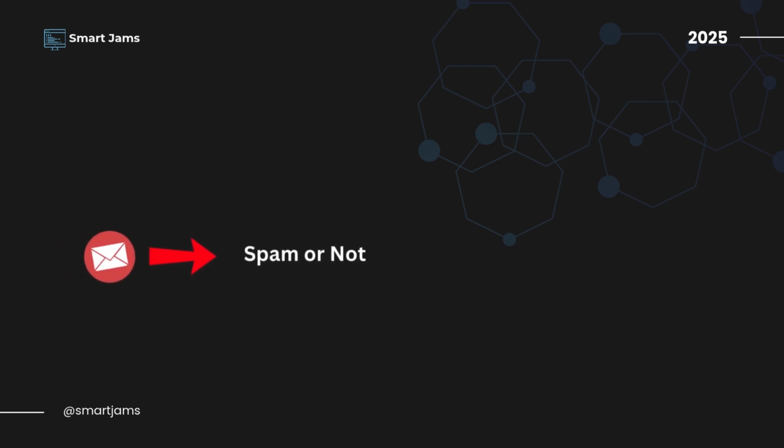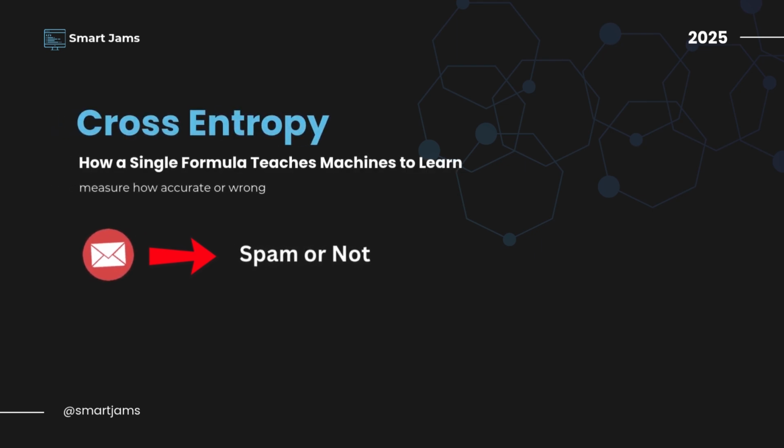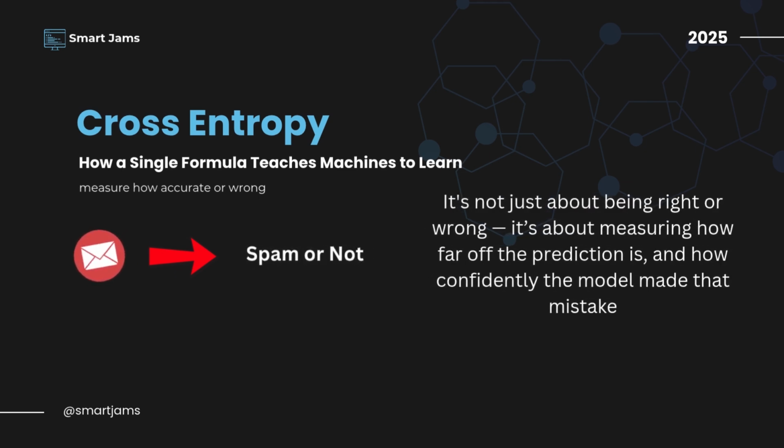Imagine you're training a machine to detect spam emails. The model makes predictions. But how do we measure how accurate or wrong those predictions are? That's where cross entropy comes in. It's not just about being right or wrong, it's about measuring how far off the prediction is and how confidently the model made that mistake.